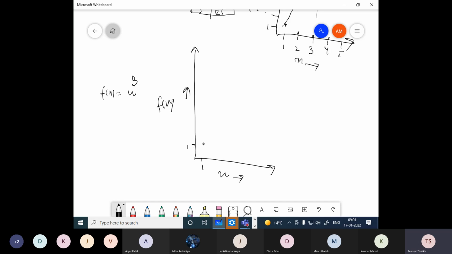So this will be its meeting point. When n is equal to 2, you see the value of f(n) at that time will be equal to 8. So the meeting point is like this. And when n is equal to 3, 3 into 3 into 3, that will be 27. Suppose 27 is something like here. So whenever we meet these points, it will be like this.